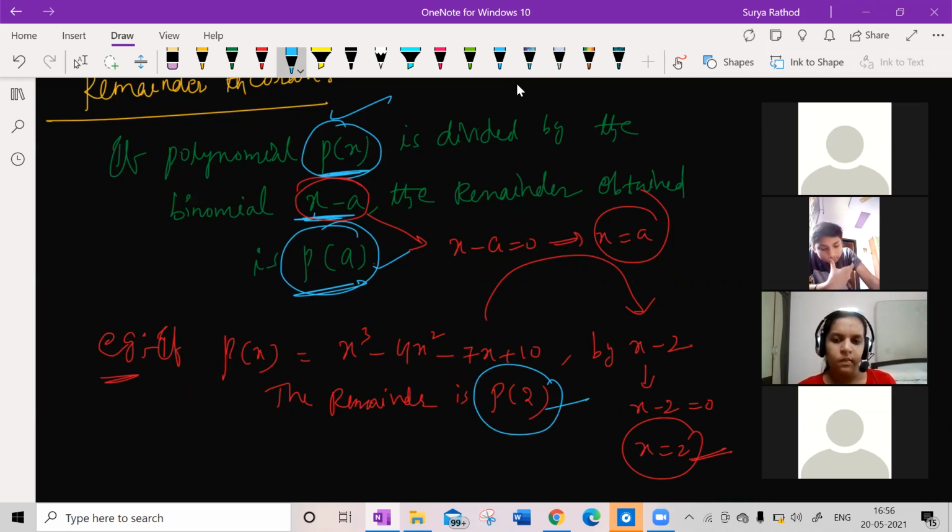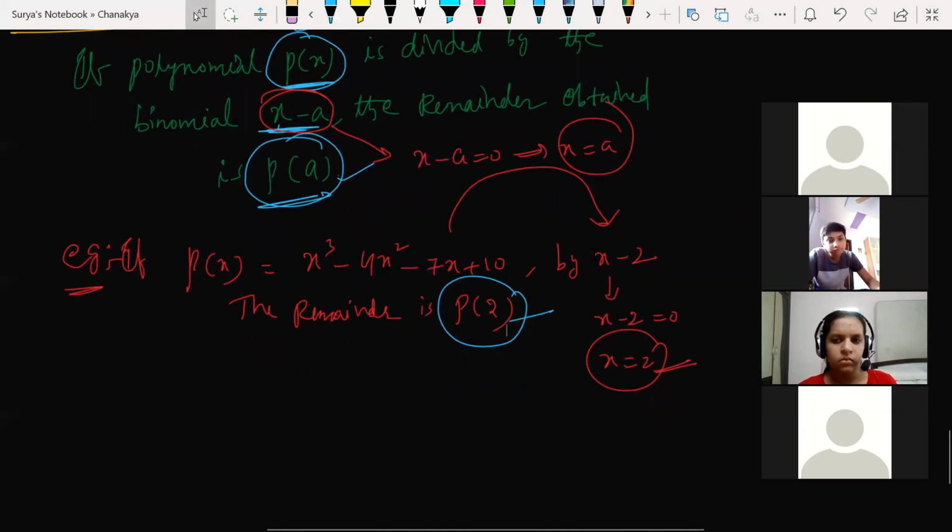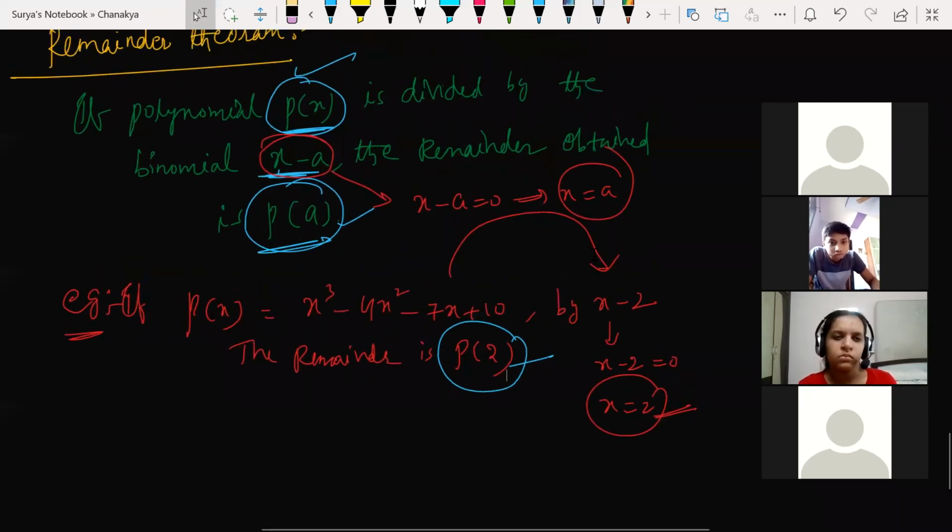As simple as that. Getting my point, children? Yes or no? Yes, sir. I'll explain again. What exactly does the polynomial remainder theorem say to us? Whenever you divide a polynomial P of X by a binomial x minus a, the remainder is going to be P of a. What is a here? It comes from the factor of that particular polynomial. How do you get x is equal to a? If I equate the binomial with 0, I get x is equal to a here.